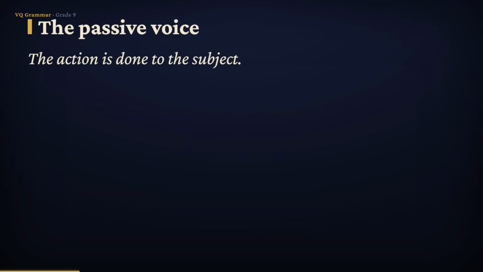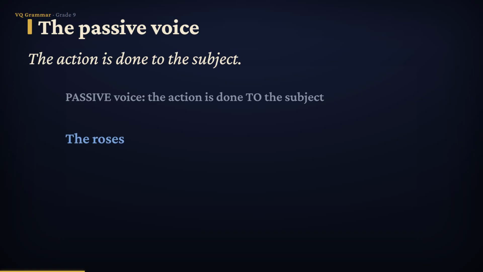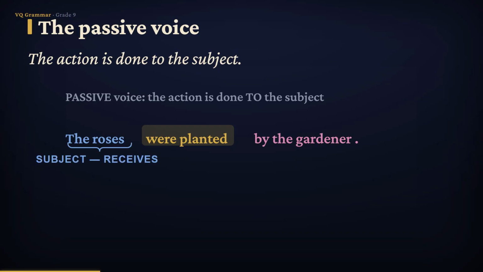Now watch what happens in the passive voice. Here the action is done to the subject instead of by it. Same idea, flipped around. The roses were planted by the gardener. The roses are the subject now. Were planted is the action reaching them. And the real doer, the gardener, comes in at the end, after the word by. Look closely. This time, the roses aren't doing anything. They're on the receiving end.